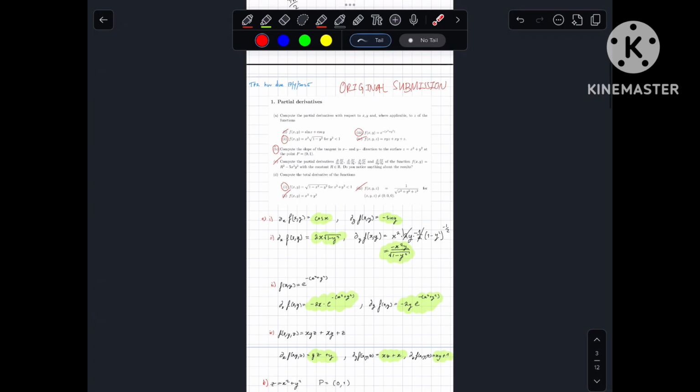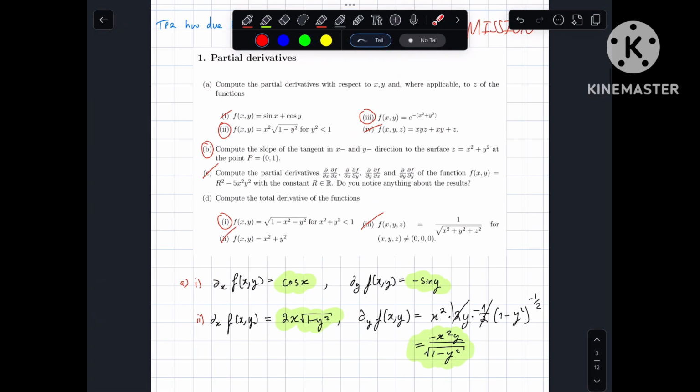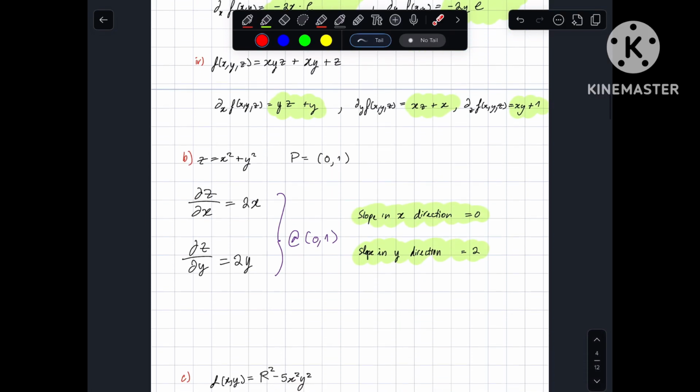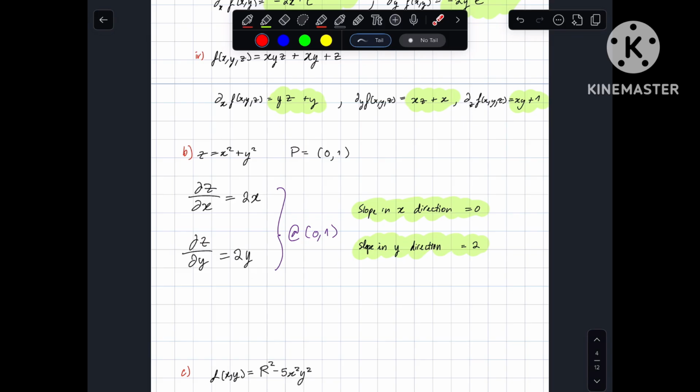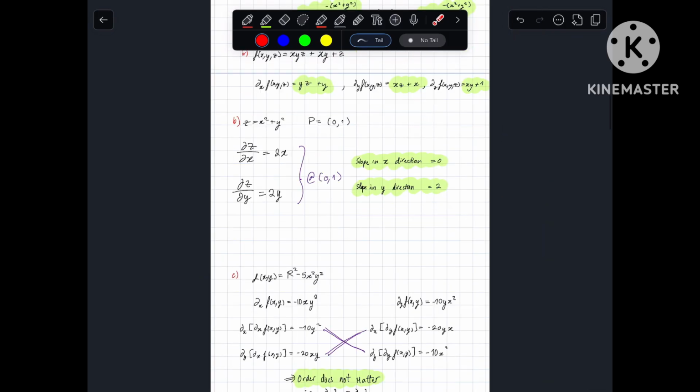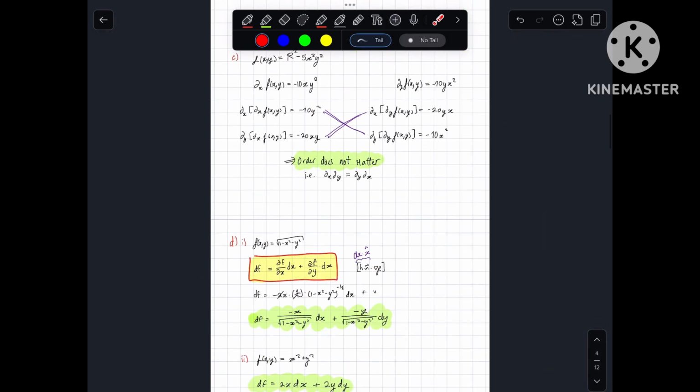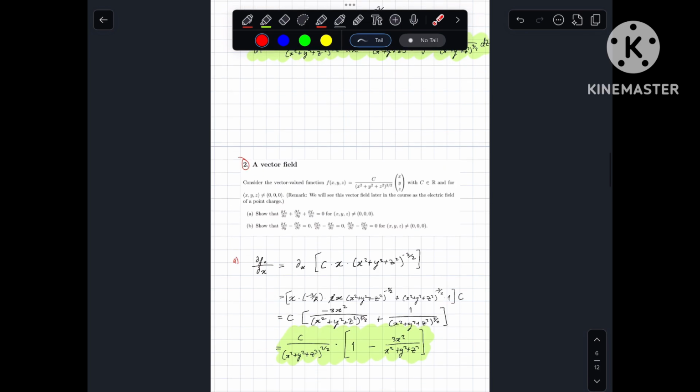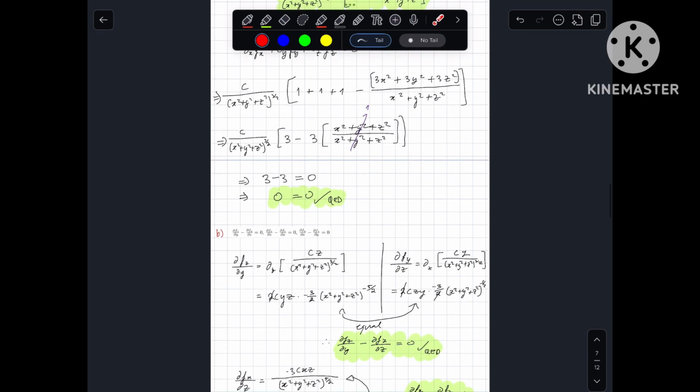Another thing of note in this homework was they asked what the slope of a tangent in the x and y direction to a surface was at a certain point. It's very simple. You just find the x derivative, y derivative, solve it at the point, and then show it like that. It just felt worded a little bit weirdly. But order doesn't matter in differentiation. Yeah, don't be dumb.